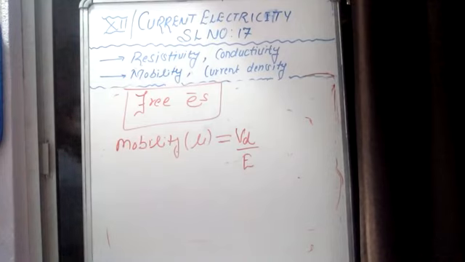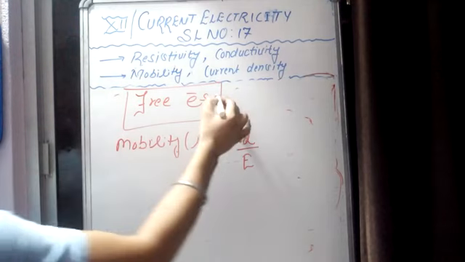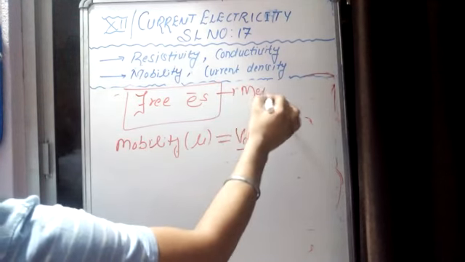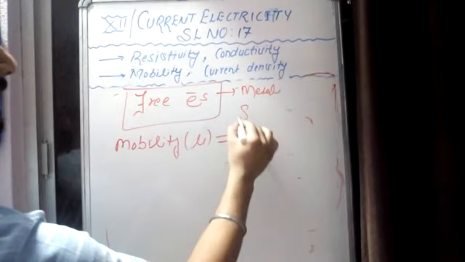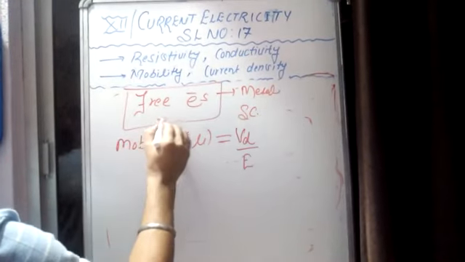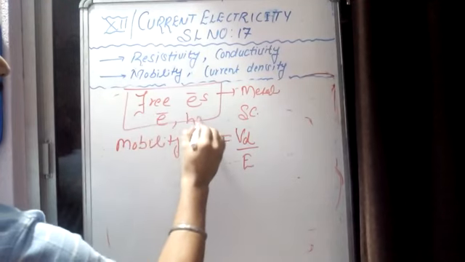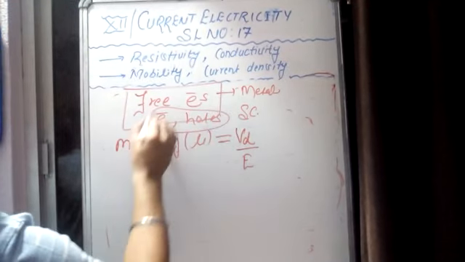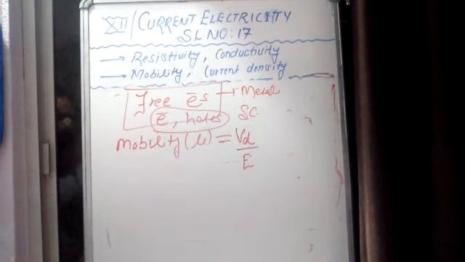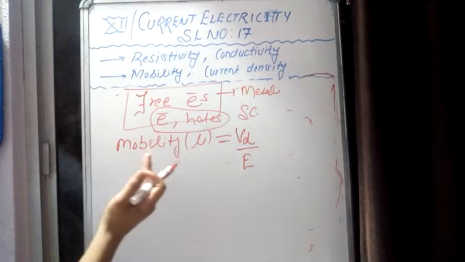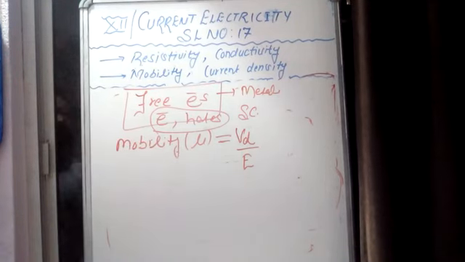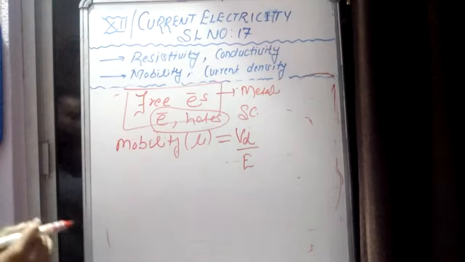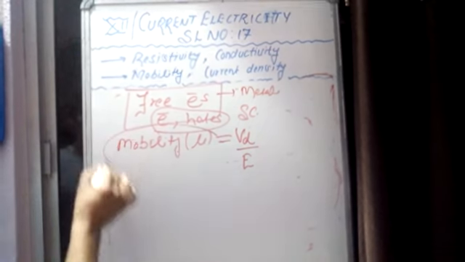Now, the charge carriers in different types of materials are different. For example, in case of metals, they are free electrons. In semiconductors, these may be electrons and holes. We will discuss that in coming chapters. So how easily charge carriers flow through any material is associated with this mobility.